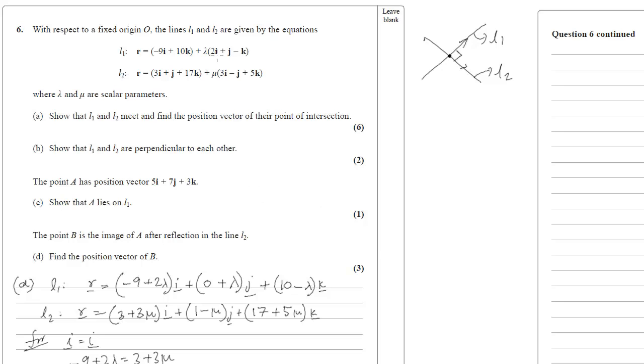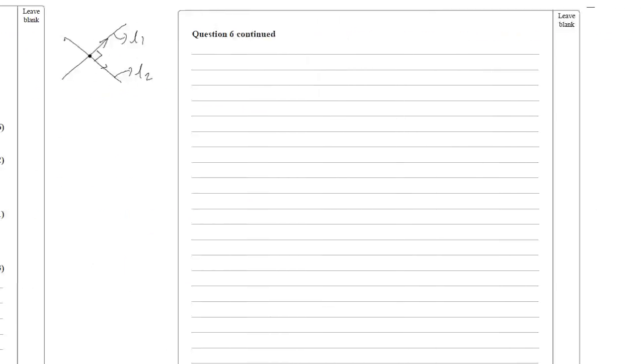So direction vectors are the ones in brackets. Here this is lambda, so this is the direction vector, and this is mu, so this is the direction vector. Dot product means multiplying the coefficients of similar directions. So coefficient of i multiplied by the coefficient of i, plus coefficient of j multiplied by the coefficient of j, plus coefficient of k multiplied by the coefficient of k. That's what dot product means. So let's do this.